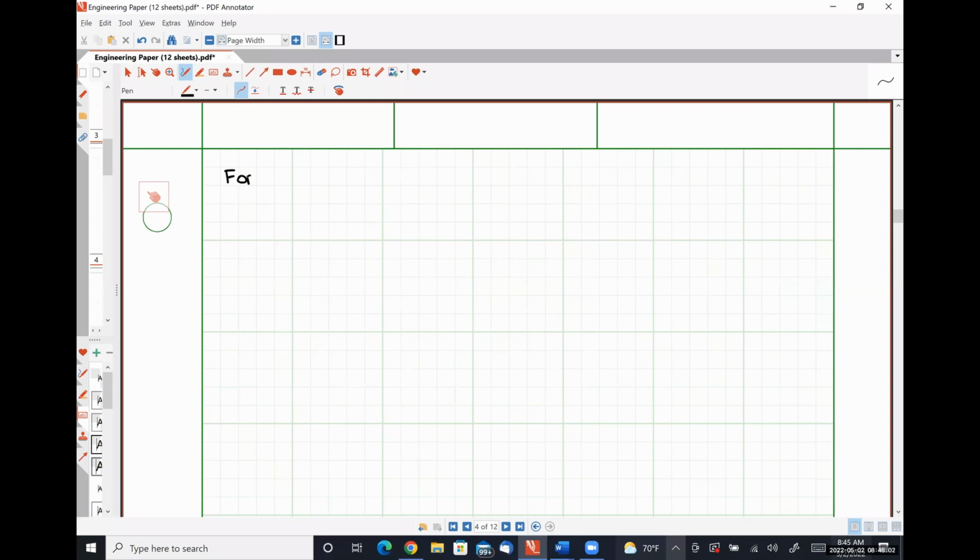I'm going to call this section forced response due to sinusoidal inputs. And I'm going to put in parentheses here, time domain.